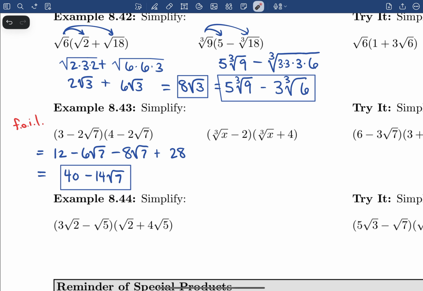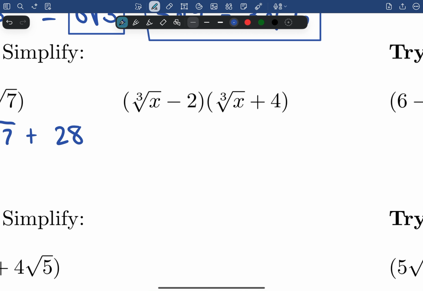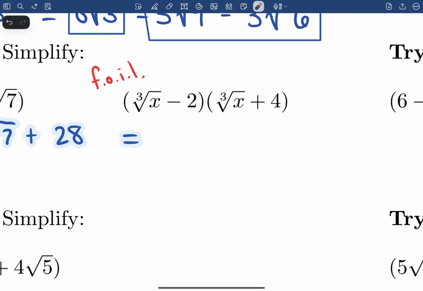Let's try this again, but maybe we play with cube roots instead of square roots. Here we played with square roots. Let's play with cube roots a little bit. And so same idea, I'm going to FOIL. First terms, outer terms, inner terms, and last terms multiplied together because these are two binomials. And the cube root of x times the cube root of x.